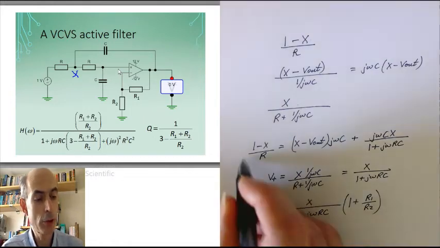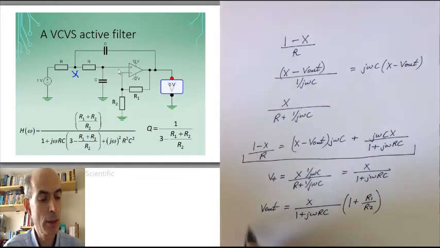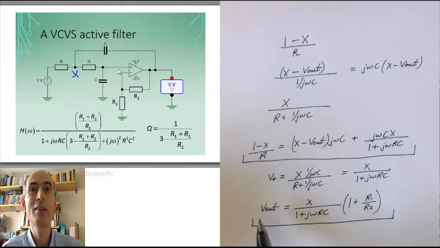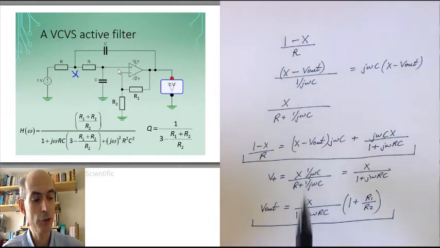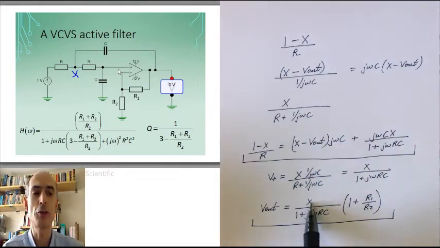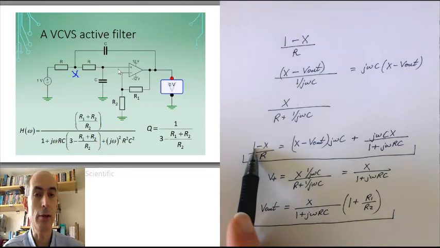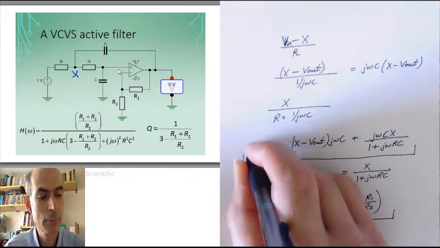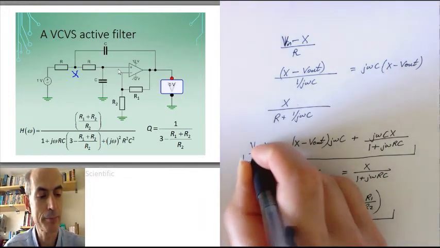Then all I have to do is take this formula and substitute in to eliminate X between these two simultaneous equations. And that will give me V out as a function of V in. V in is just 1 in this case. I could have written this as V in the more general case.